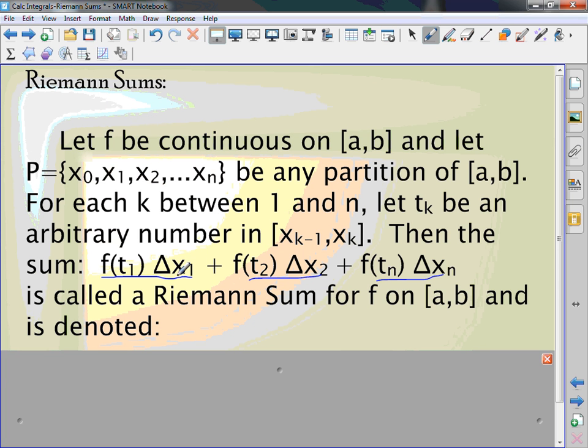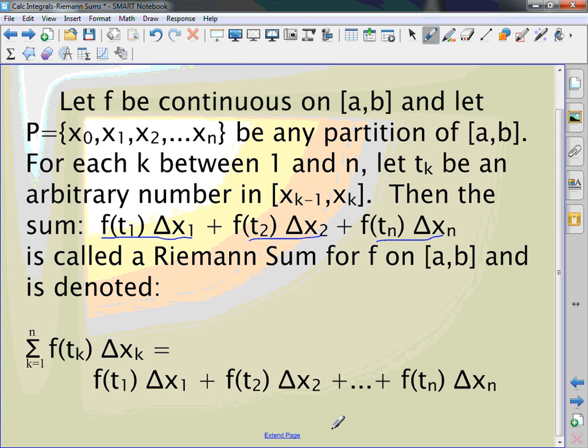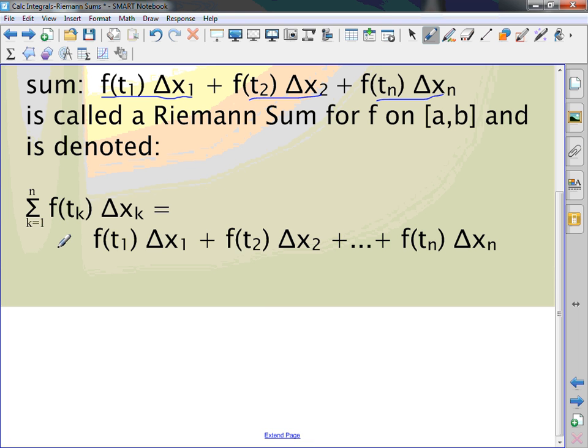Do you remember from pre-calculus when you add numerous things together? The summations. That is the summation of f of t sub k delta x sub k from 1 to n. Yeah, all you're doing is adding up all the rectangles. Again, this looks more confusing than it actually is.